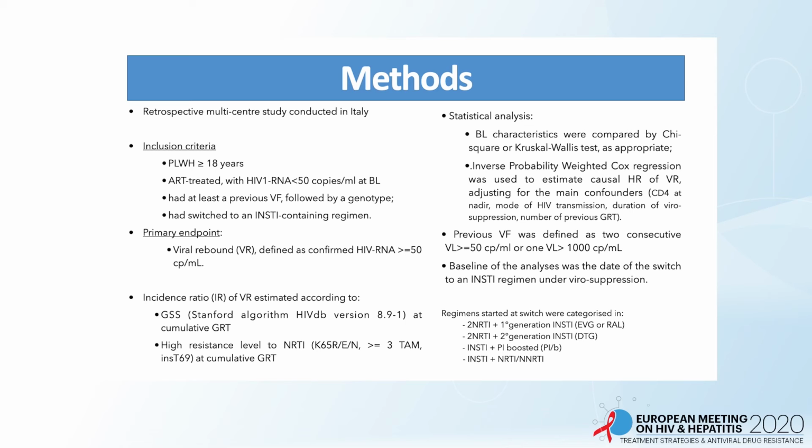We used the inverse probability weighted Cox regression to estimate the causal hazard ratio of viral rebound, adjusting for the main confounders, which were CD4 cell count at nadir, mode of HIV transmission, duration of viral suppression, and number of previous genotypes. The previous virological failure was defined as 2 consecutive viral loads over 50 copies or 1 viral load over 1,000 copies, and the baseline for the analysis was the date of the switch to the INSTI regimen under viral suppression.